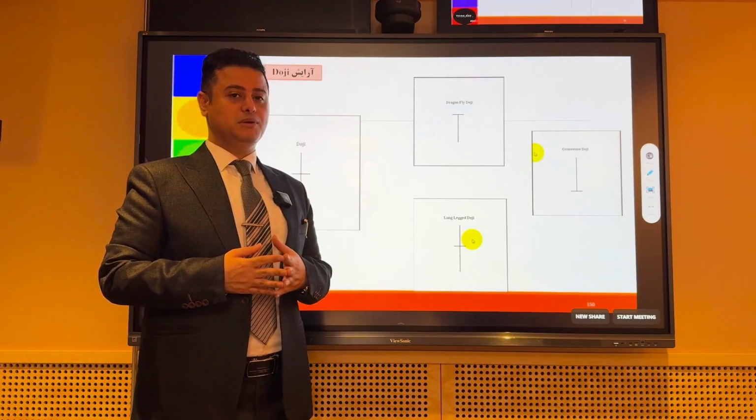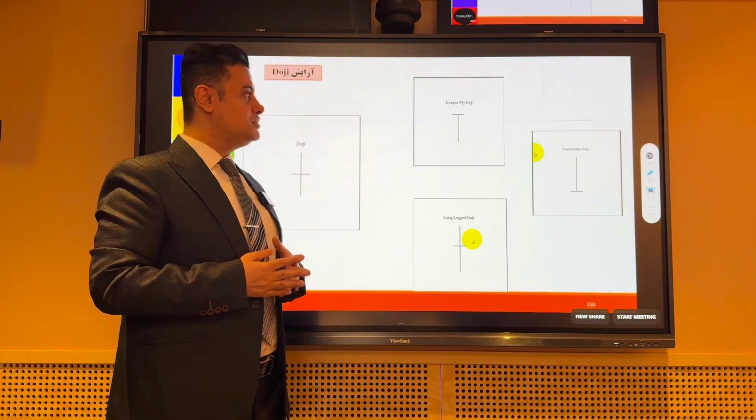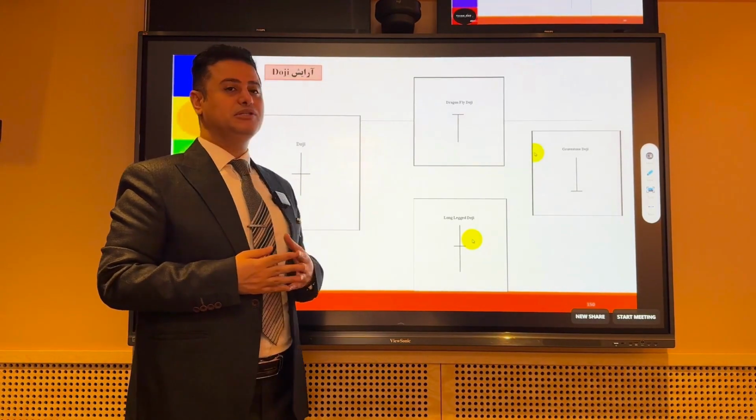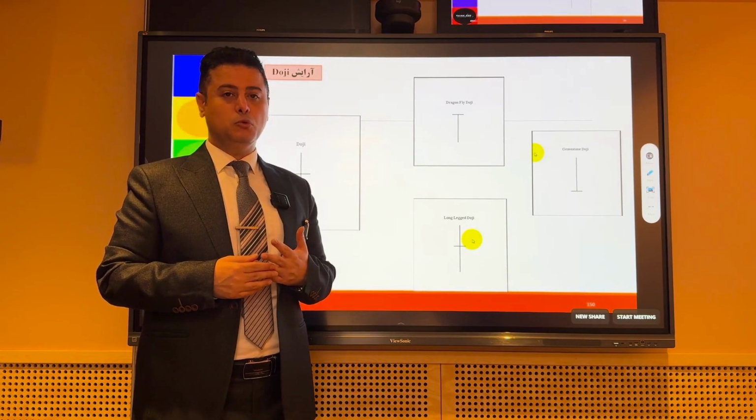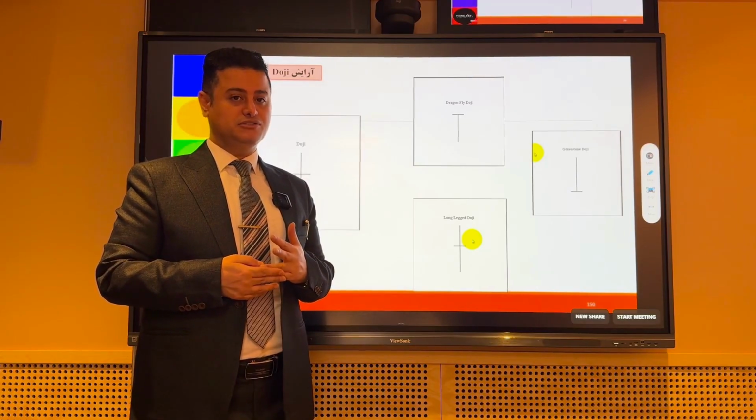But as you remember, I mentioned to you, you should be familiar with the schematic representation of dojis and the signals they give, but do not pay too much attention to the signals from price patterns or candlestick formations.